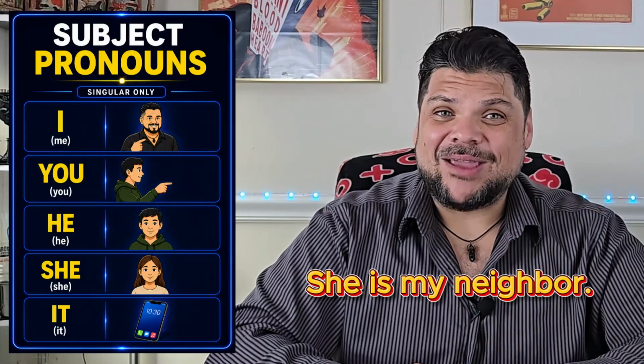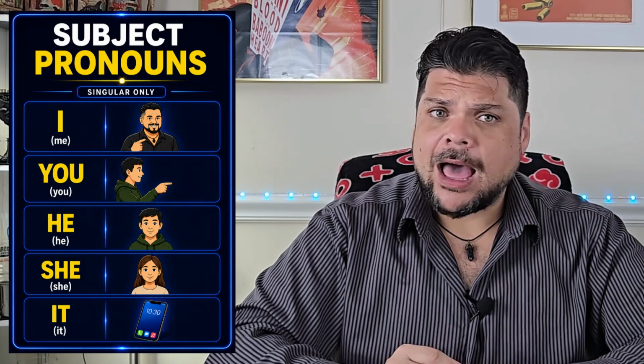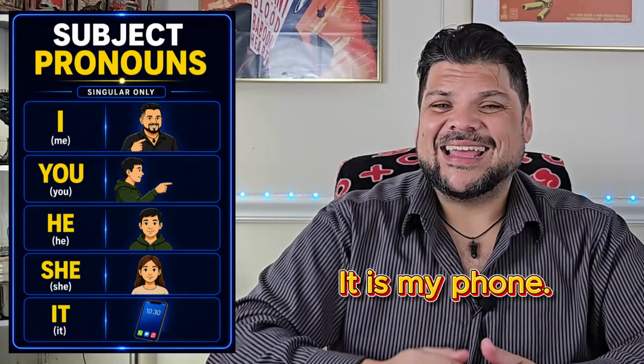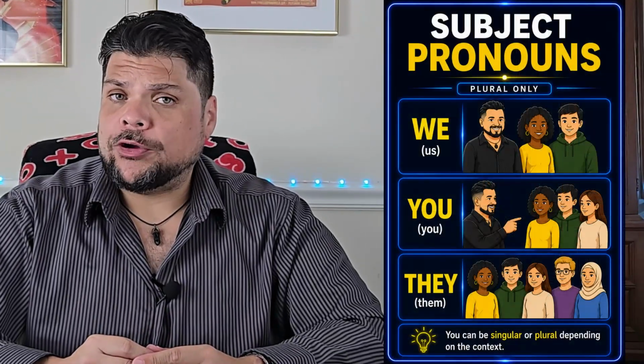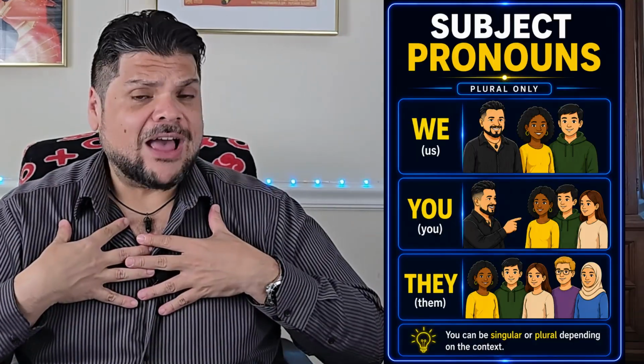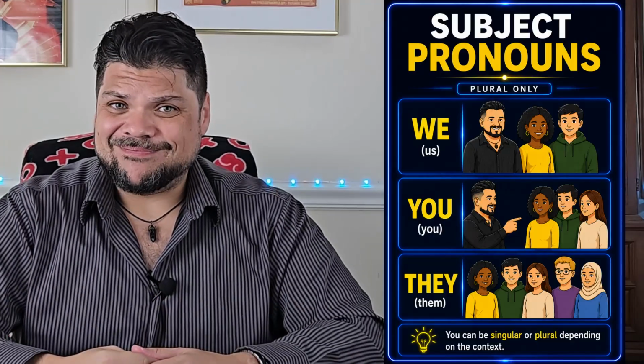When you have a singular female, you say "she." She is my neighbor. And when you are talking about something that is not a human being, we usually say "it." It is my phone. When we're talking about two or more, we're going to use plural pronouns.